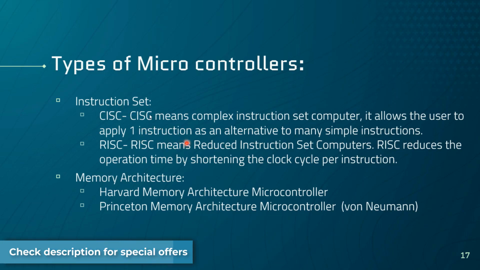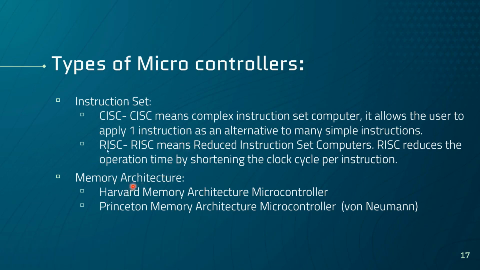And then there are different kinds of microcontrollers in terms of memory architecture. For example, there is the Harvard architecture and there is the Princeton memory architecture, the von Neumann architecture. And like in a typical microprocessors course, you're going to handle a lot of information regarding the difference between the Harvard memory architecture and the von Neumann memory architecture.